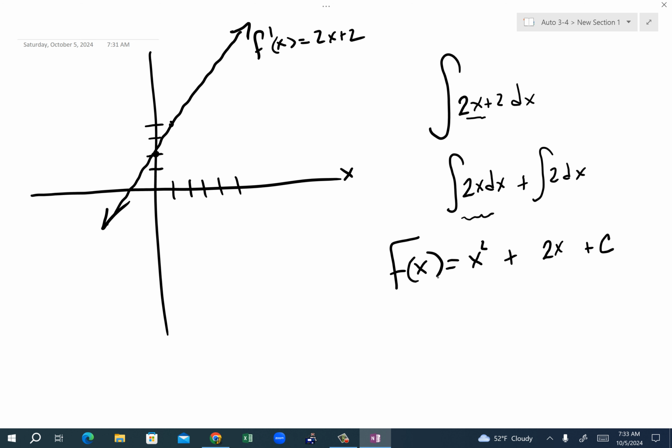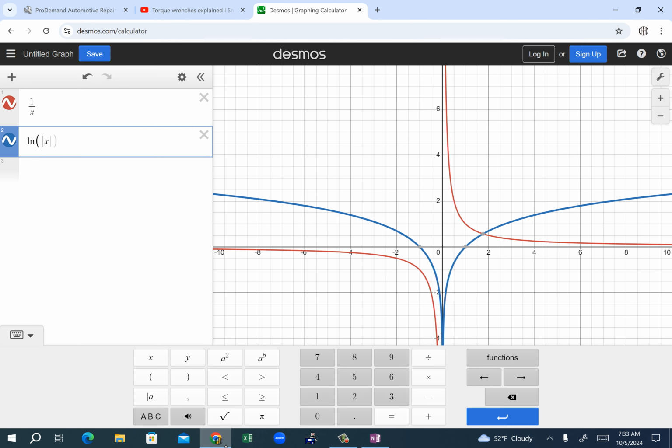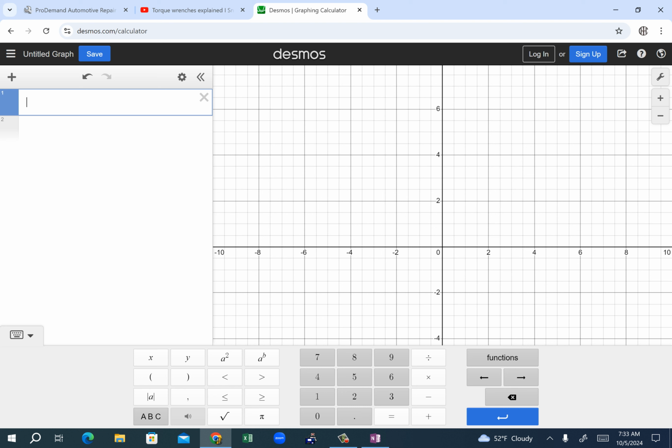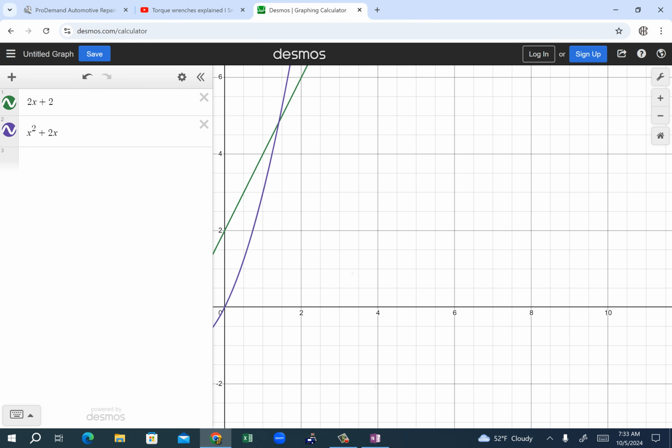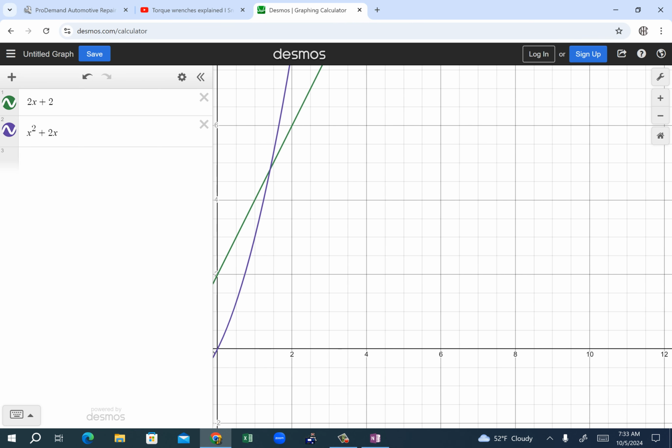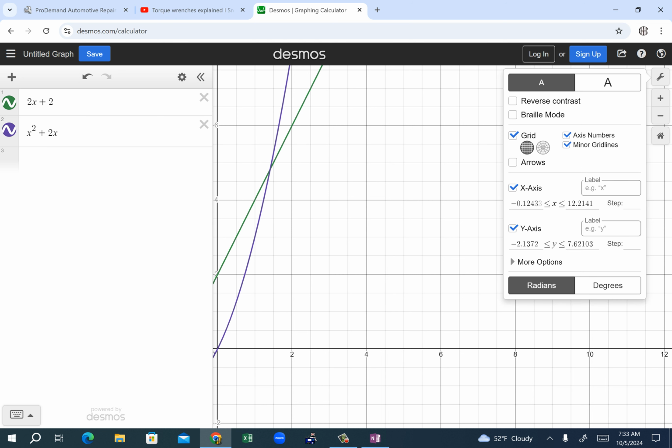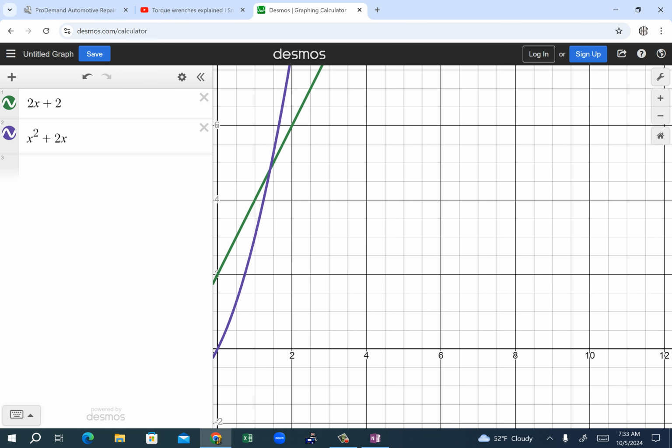Nice. Now, what would you need to know in this problem? Well, you would need to know c. C is equivalent to, hey, what is the y-intercept on our new function? So if you recall, there's your 2x plus 2. Here's your x squared plus 2x. That function right there, the purple one, describes the area under the green one. Okay? Now you think about that for a minute.